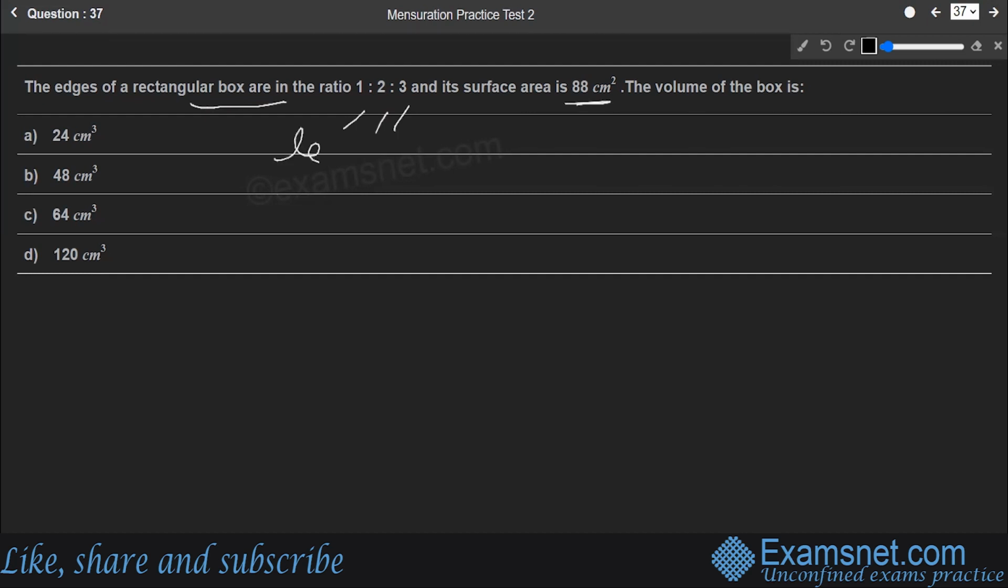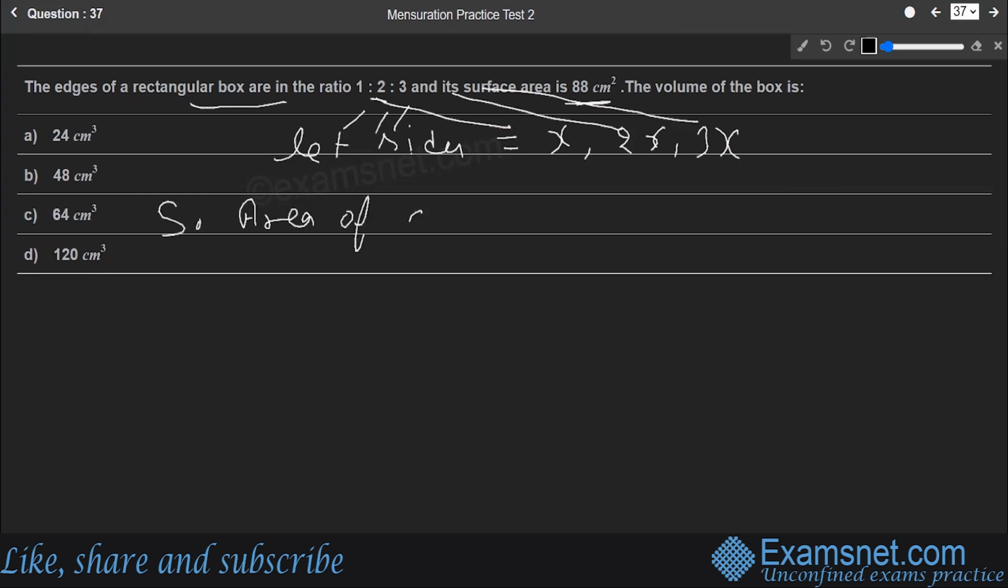First of all, let the sides of the rectangular box be x, 2x, and 3x. As they are given in the ratio, we can assume them to be x, 2x, and 3x. Now, the surface area is 88 centimeters square. What is the formula of the surface area? The rectangular box is a shape of a cuboid. The surface area formula is twice of L into B plus B into H plus H into L. So let us just use this.